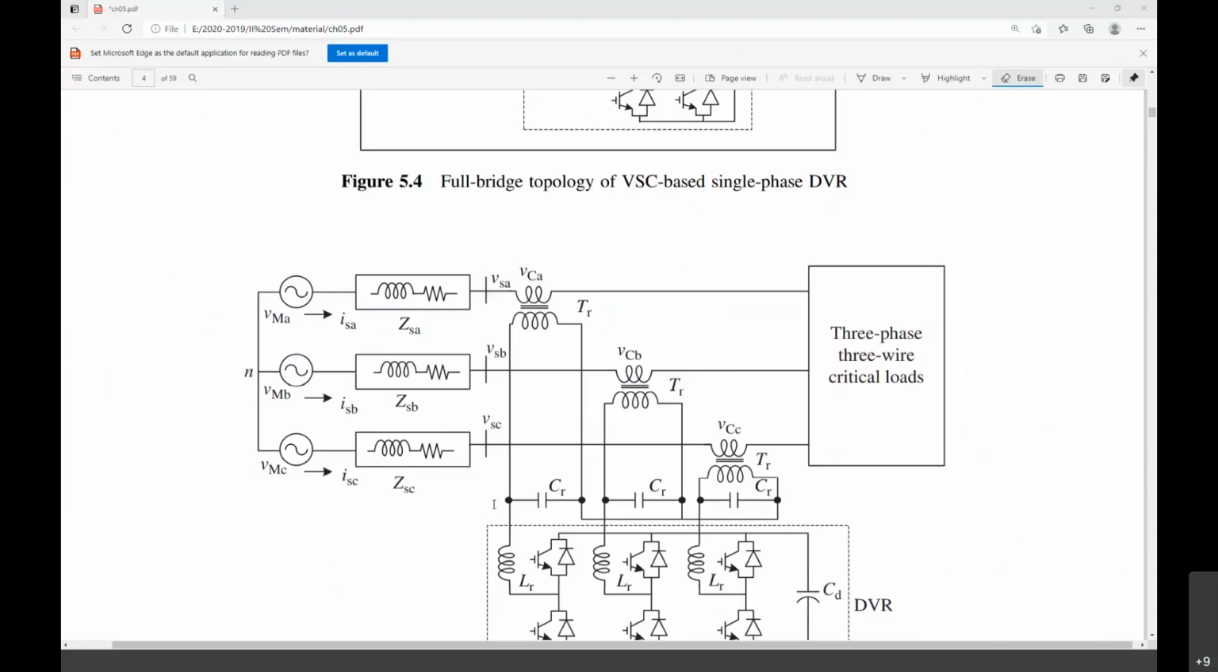In the last class, we have seen the voltage compensation methods, voltage sag compensation methods, with respect to the terminal voltage or the sag voltage. I have discussed the in-phase method, the in-phase injection, and then the quadrature injection.